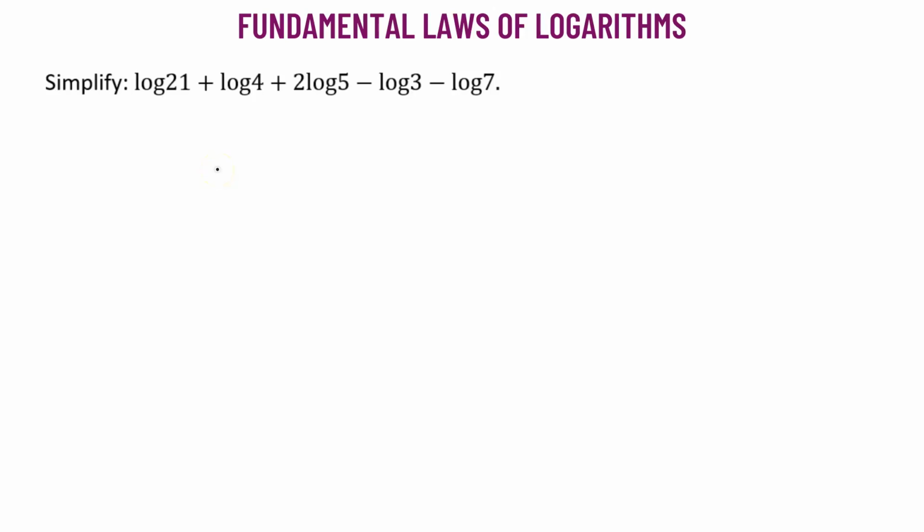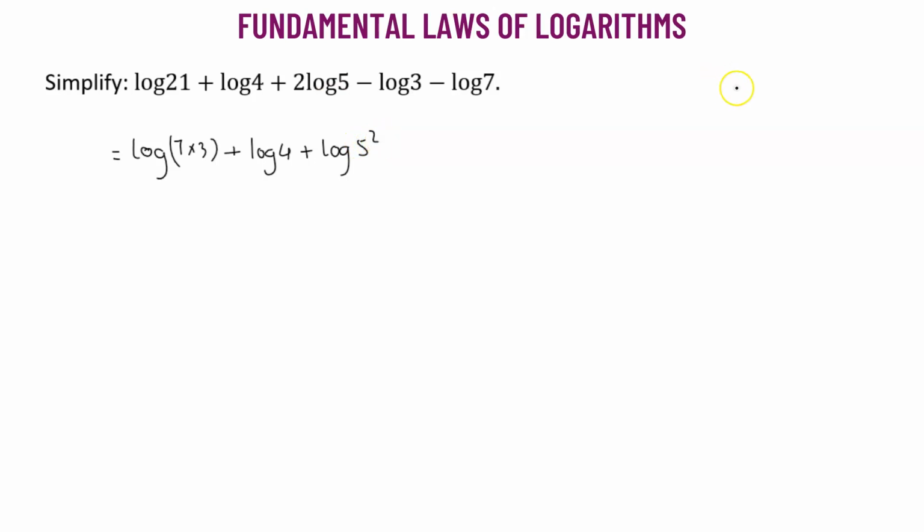Let's simplify the given logarithmic expression. So we'll begin with our first term. So our first term is log of 21. So if we factorize 21, that will be log of 7 times 3 plus log of 4. Now we are going to apply a property here. The property is log of 5 squared.